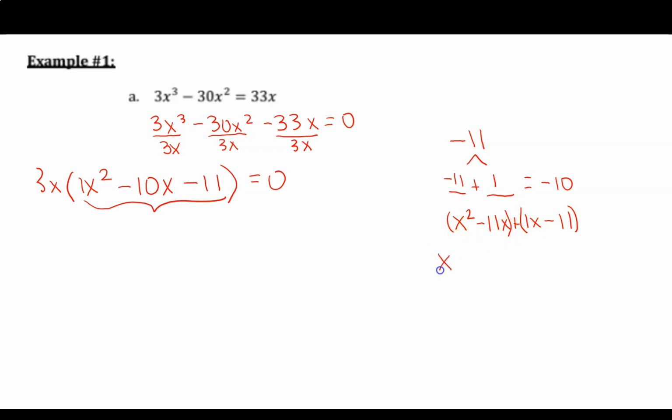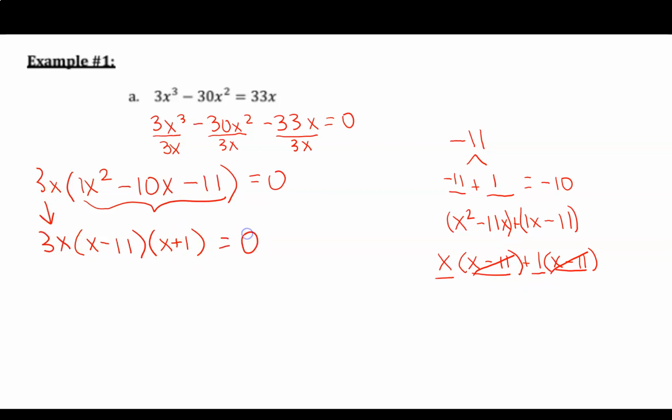The first group has an x in common. The second group has just a 1 in common. Since our x minus 11s are the same, that'll be one of our factors, and the other factor is made up of the x plus 1. Bring down our initial GCF, and now we have this in completely factored form. Once it's in factored form, we just set each factor equal to 0. On the first one, I divide by 3 and I get x equals 0.